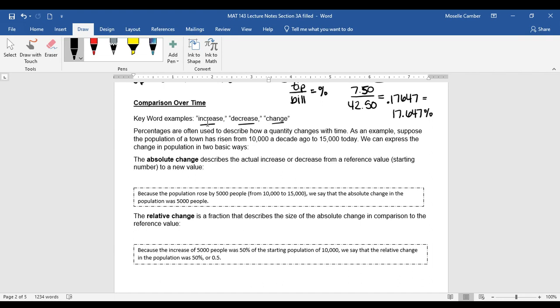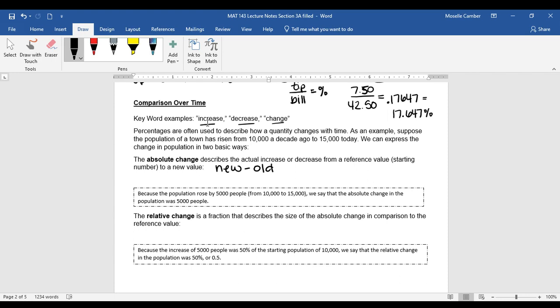So suppose you're looking at the population of a town. Let's say this population rose from 10,000 people a decade ago to 15,000 today. We can talk about that change in two ways. We talk about an absolute change. This is just the actual number that it changed by. To find that, you're just going to take your new value and subtract off your old value. It's just the basic difference between where it ended and where it began.